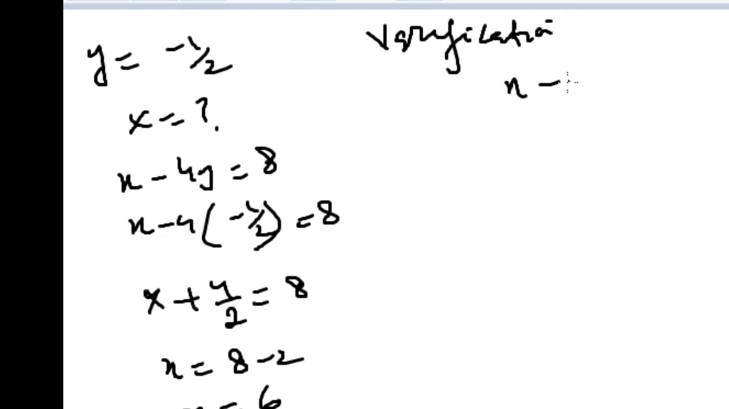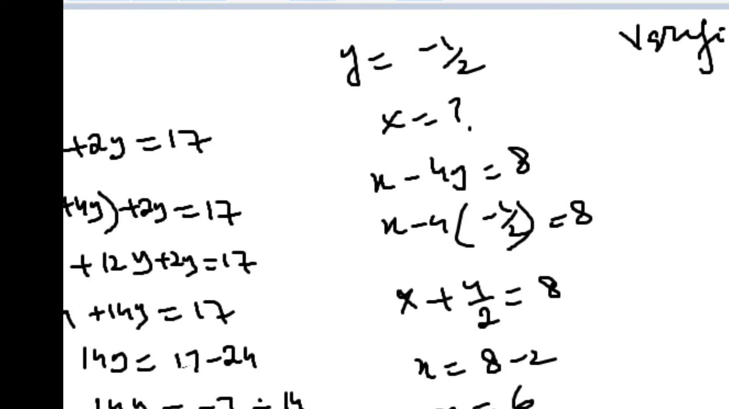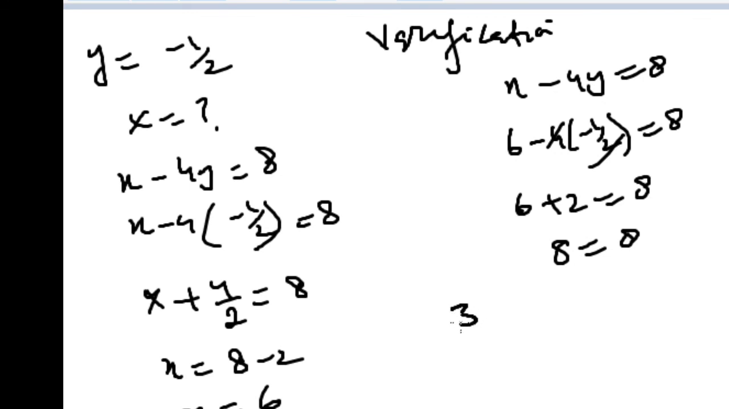x minus 4y is equal to 8. Input this point here. So 6 minus 4 into minus 1 over 2 is equal to 8. The 2 is gone. 6 plus 2 is equal to 8. See, 8 is equal to 8. Put this point in the other equation, which is 3x plus 2y is equal to 17.